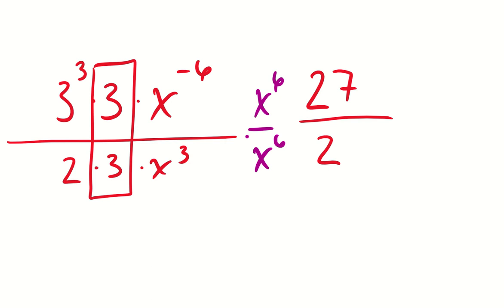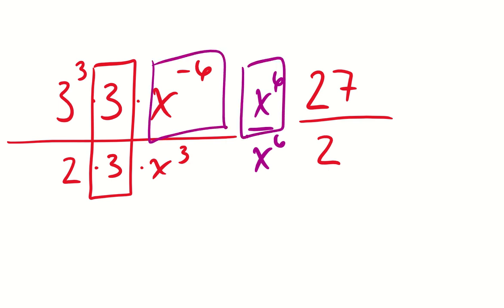When I do that in my numerator, x to the negative 6 times x to the 6th is x to the 0 power. And of course, x to the 0 power equals 1. So this becomes just a plain 27 in the numerator.